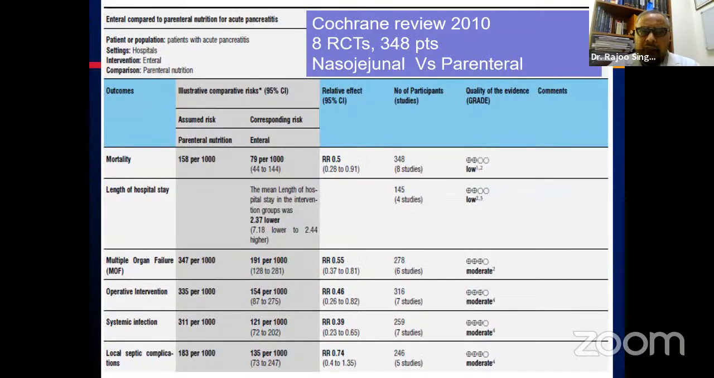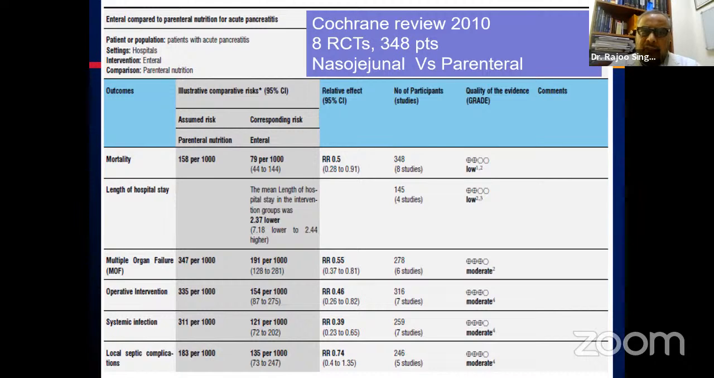Now, there are various studies which have been done on the role of enteral nutrition, nasojejunal versus parenteral, and it has been found that nasojejunal has fewer side effects, fewer complications, and a better outcome than parenteral nutrition.